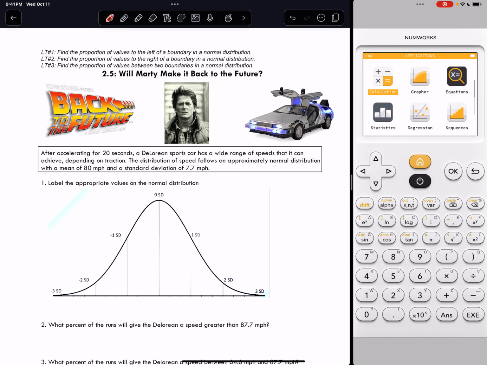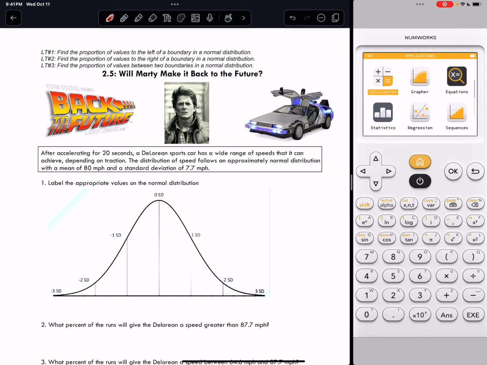Bennett. Today we're going to cover 2.5, and from the learning targets at the top, you can see that our goal is to find the proportion of values to the left, to the right, and between two different boundaries within a normal distribution. And again, that's kind of key here, is the fact that they are normal distributions.